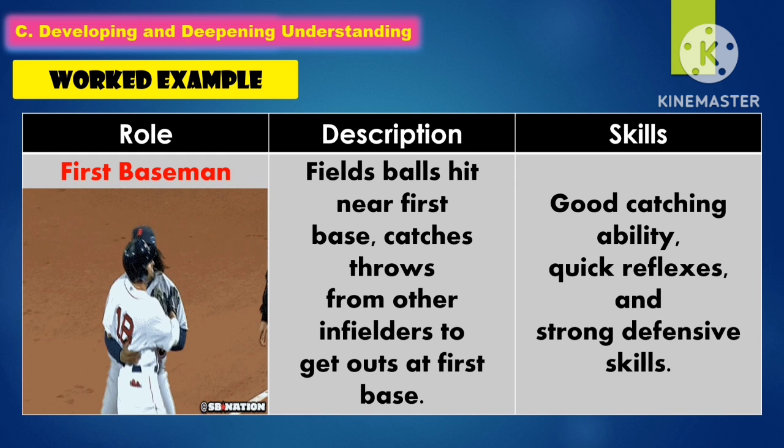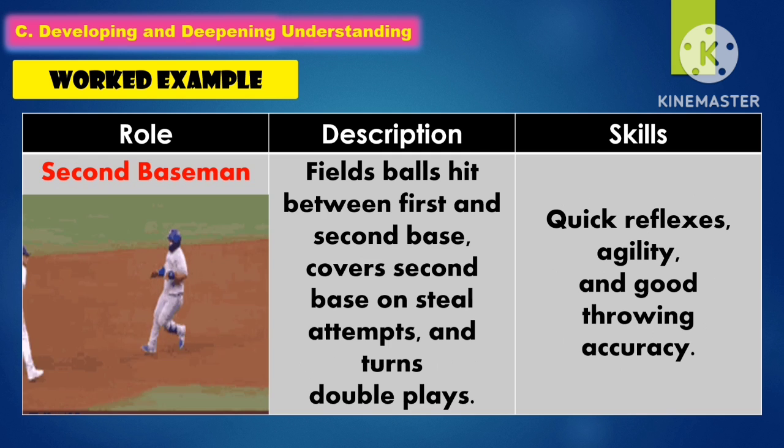Another role in softball is the first baseman. It fields balls hit near first base and catches throws from other infielders to get outs at first base. For the skills needed: good catching ability, quick reflexes, and strong defensive skills.